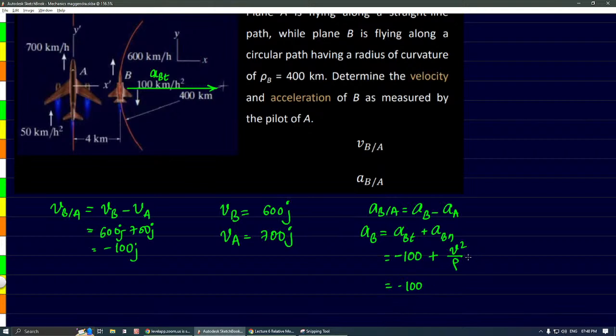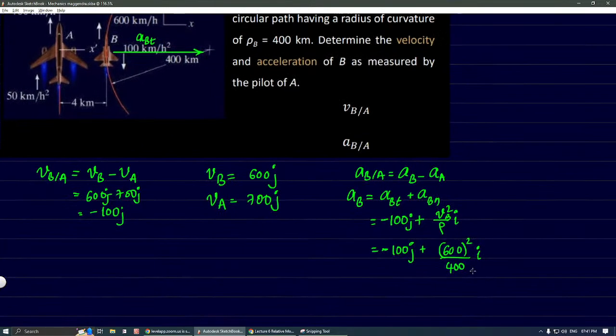And that is in j direction, as tangential is in j direction, but this one will be in i direction, no? So plus velocity. Velocity of which one? Velocity of B, no? Velocity of B is 600. 600 square divided by 400. This is the value of acceleration and it is acting in x direction, so it is i.